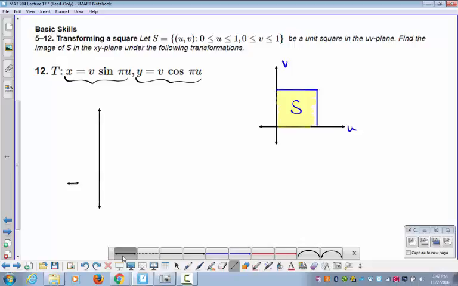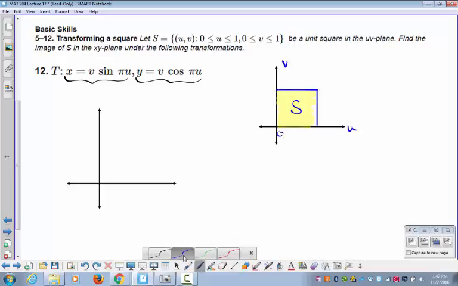So in the xy plane, let's see. These guys are going from 0 to 1, 0 to 1. What typically is best is if you map the vertices. If there's any vertices, map those over. All right, so when U and V are both, let's make a little table. We're going to take the ordered pair 0, 0, and this is in the region S. And then we're going to get a corresponding point in the region R. So the transformation T is going to be applied to 0, 0.